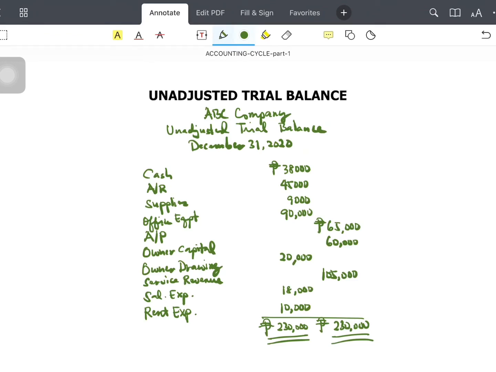And then just to remind everyone, you know this already, that a balance here does not guarantee that you answered the transactions correctly. This just proves that your debits and credits are equal.